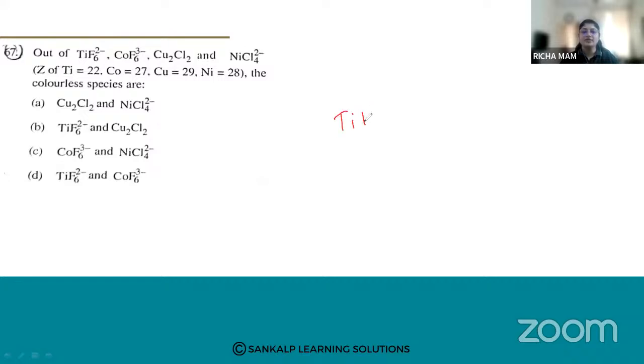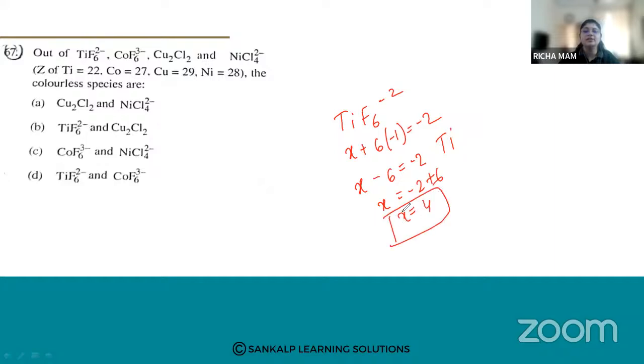So TiF6 2 minus. Titanium, the oxidation state of titanium is what? X plus 6 into minus 1 equals minus 2. X minus 6 equals minus 2, so X equals minus 2 plus 6, which is 4. So the oxidation state of titanium in this complex is plus 4. Titanium is 22, argon 18, 3d2 4s2. So plus 4 means it is 3d0. So it is a colorless system.